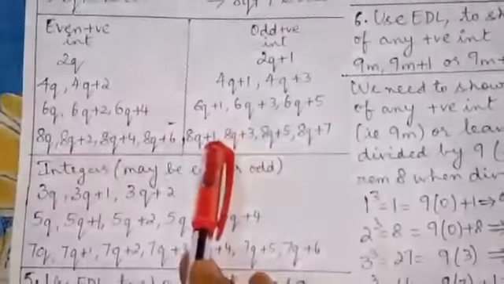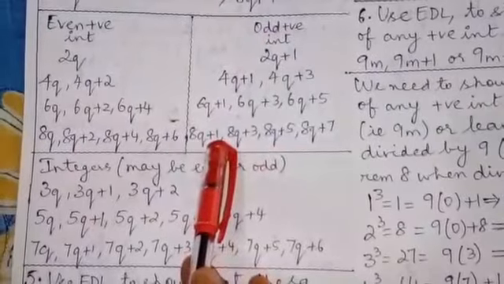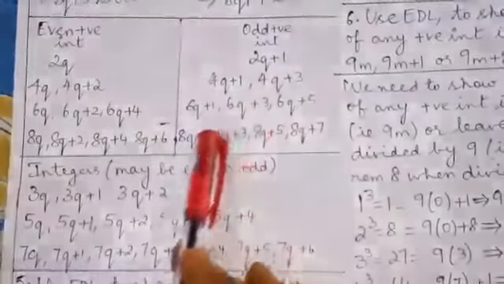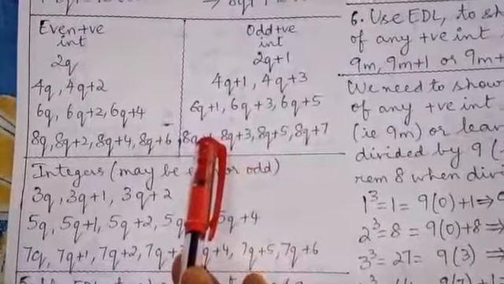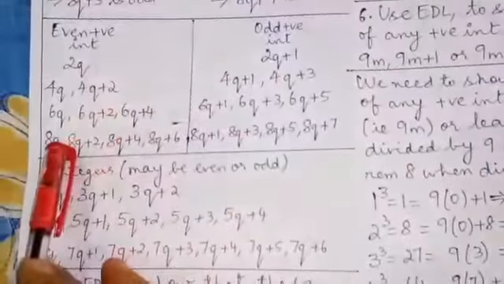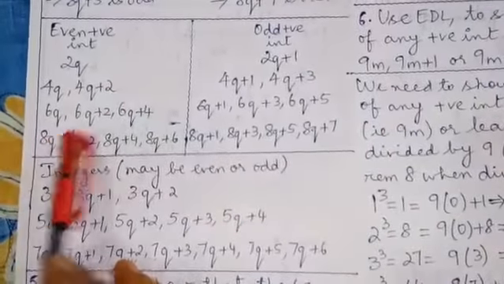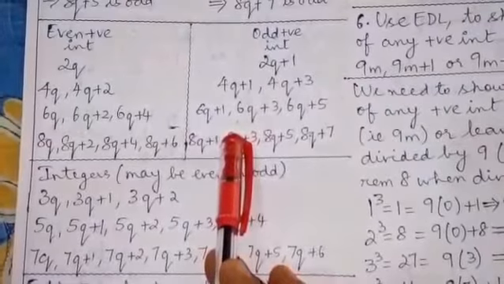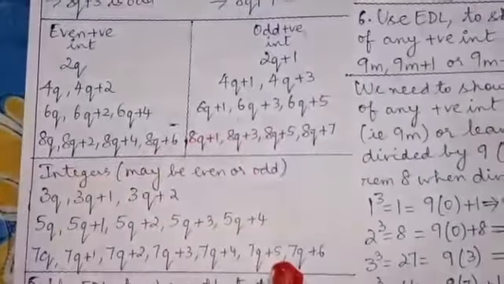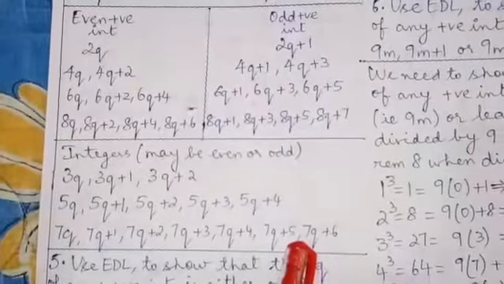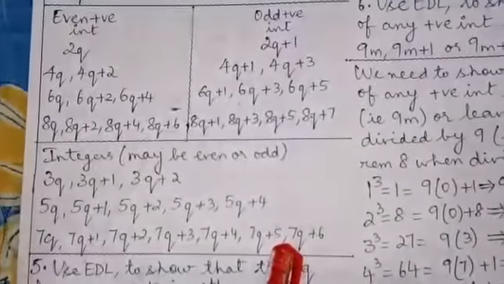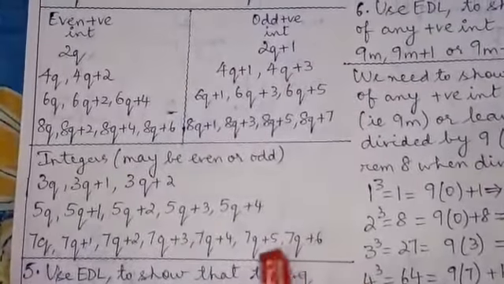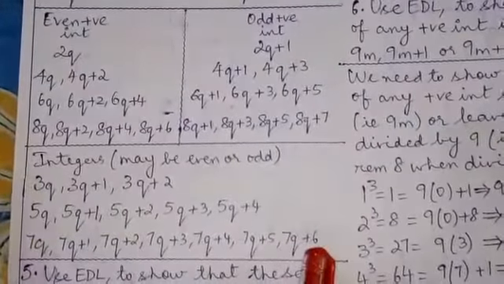All these expressions represent positive integers. These expressions represent positive integers. These expressions also represent positive integers, while these represent even positive integers and these represent odd positive integers. Now let's see some expressions that may be even or odd, that is, which may represent either an even integer or an odd integer.